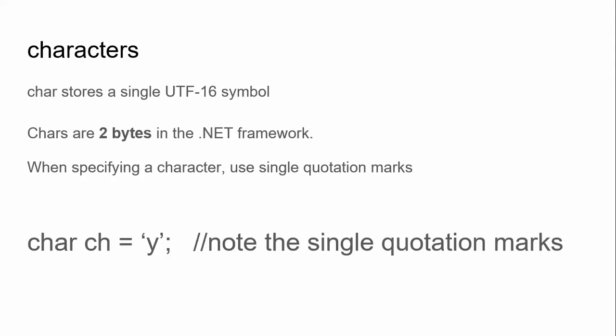So there you go, there's characters. That's just one letter of the alphabet, or one symbol. And they're actually 16 bits long, or 2 bytes long, and that way they can store a huge number of symbols, as opposed to older systems which can only store 256 symbols.